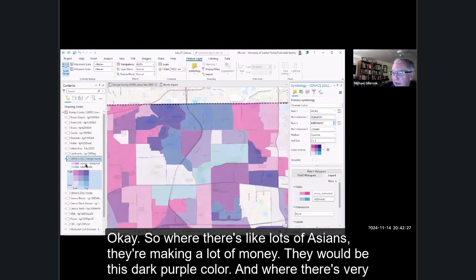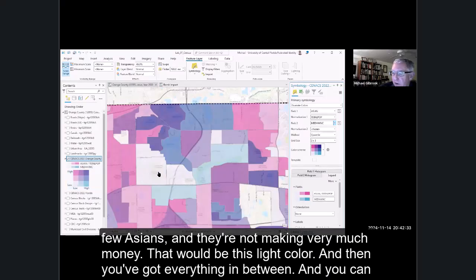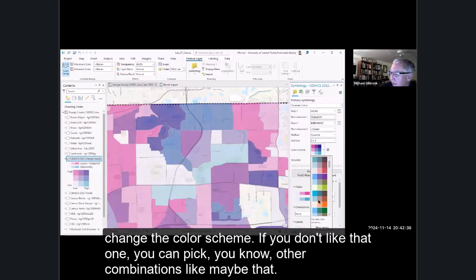Okay. So where there are lots of Asians that are making a lot of money, they would be this dark purple color. And where there are very few Asians and they're not making very much money, that would be this light color. And then you've got everything in between. And you can change the color scheme. If you don't like that one, you can pick other combinations, like maybe that.